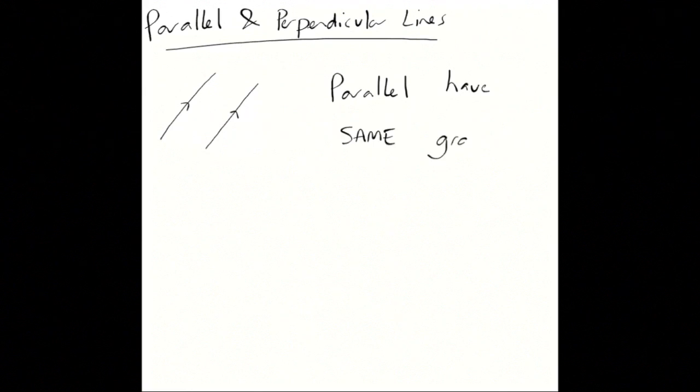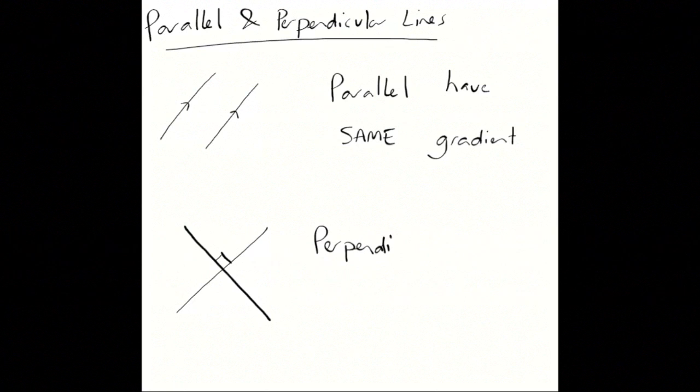Perpendicular lines intersect at right angles. That means that they cross at right angles. It forms 90 degrees. Now the gradients for these two are related in a slightly more complicated way. If you take the two gradients and multiply them together, the product that you get is -1. So if we call one of the gradients m1, the other one m2, multiply them together, we get -1.